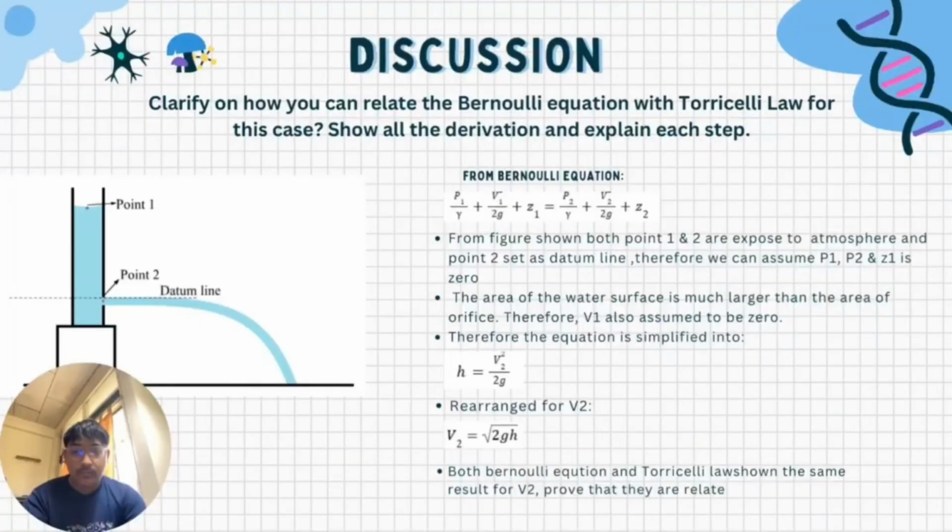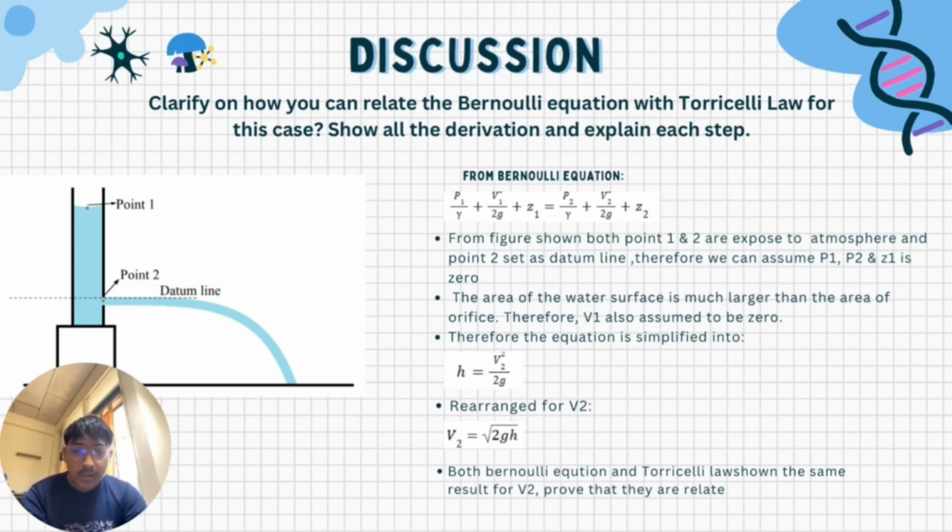Alright, for the discussion part, I got the question: clarify how you can relate the Bernoulli equation with Torricelli's law for this case. Show all the derivation and explain each step. From the Bernoulli equation, as you can see from the figure shown, both point 1 and 2 are exposed to the atmosphere, and point 2 is set as the datum line. Therefore, we can assume P1, P2, and Z2 are 0.